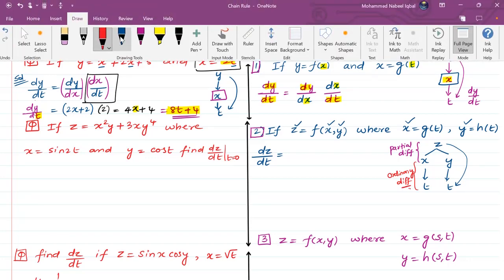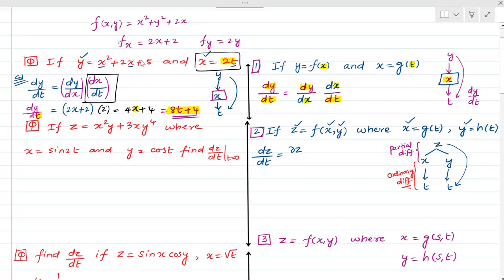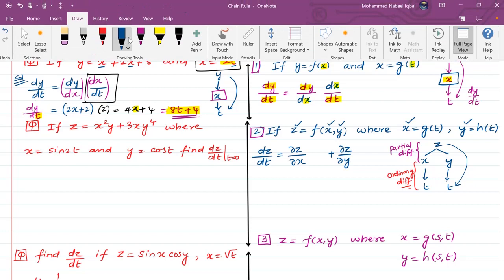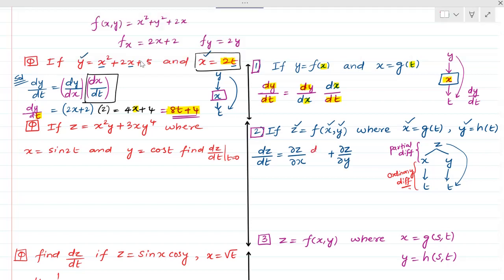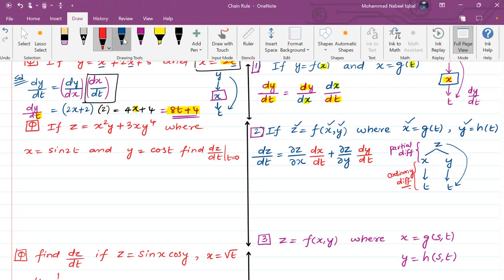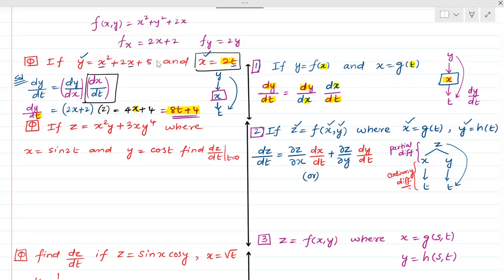So let us go with this one. I write dou z over dou x plus dou z over dou y. So this is the derivative with x and y done. Now coming to the next part, how will you calculate it? The in-between variables: x with respect to t, dx over dt, and y with respect to t, dy over dt. So see the difference. If you have a problem with this, you can remember the formula like this. I write dz over dt.